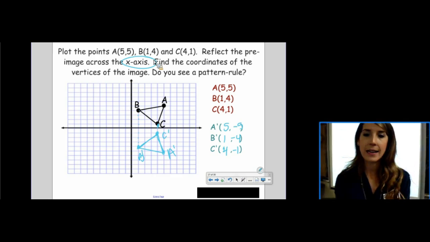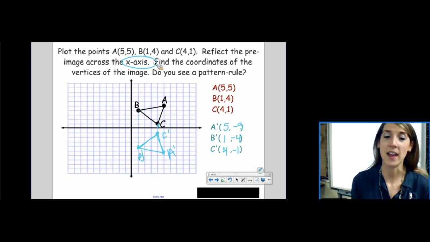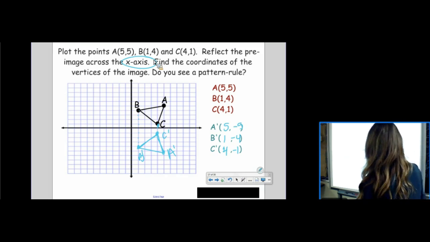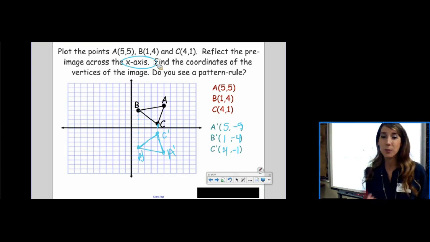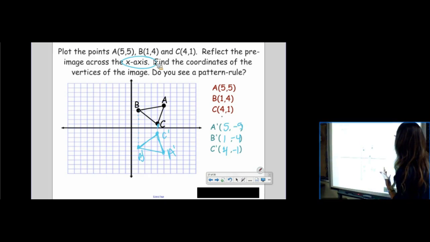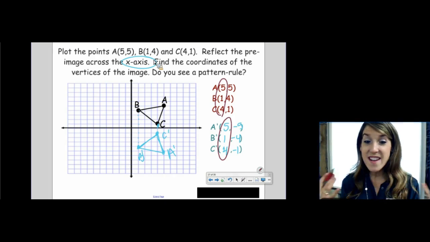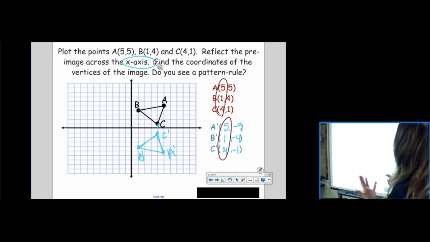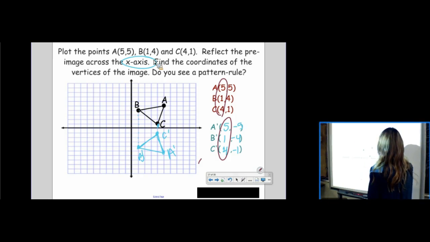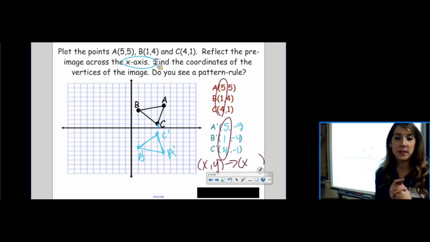So take a look at the coordinates of the pre-image and compare them to the coordinates of the image. Nice. Okay, let's compare the x's first because this is how we're going to write our rule. And remember, writing the rule is the most important part of the whole lesson. What happened here? Nothing happened, right? Nothing at all. So if we were writing a rule, x, y becomes, so far, x becomes x.